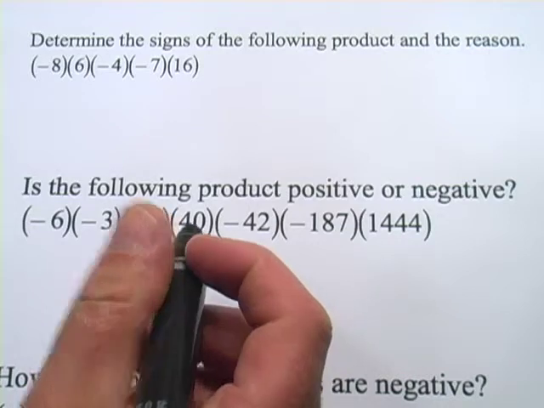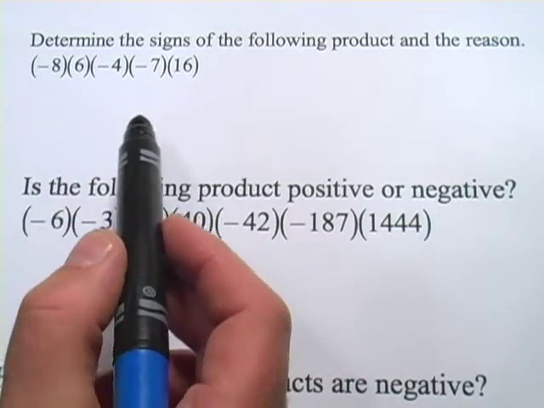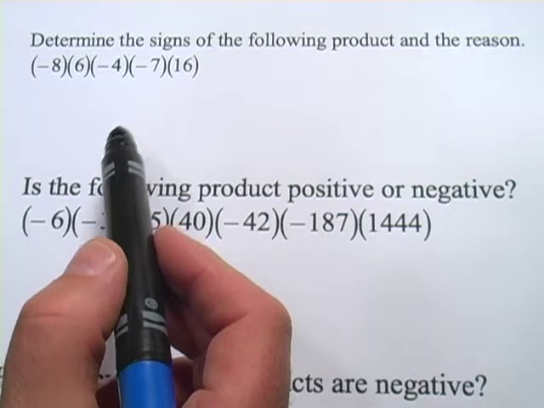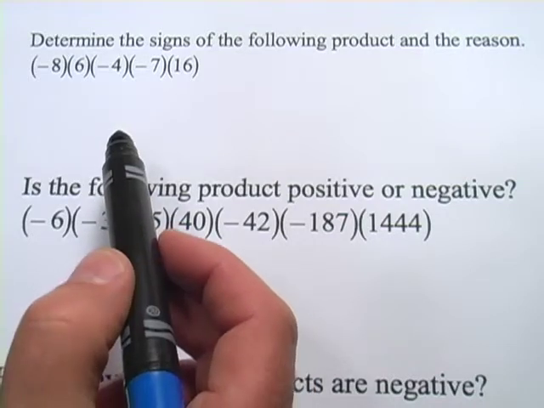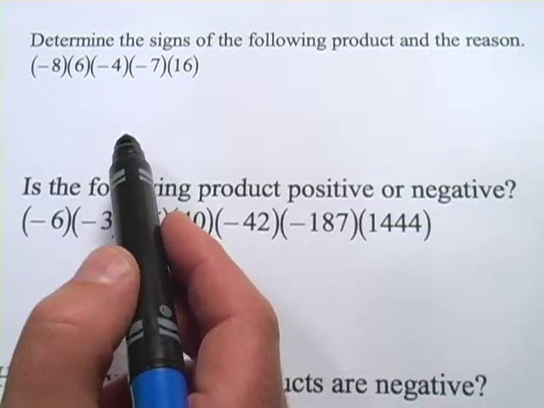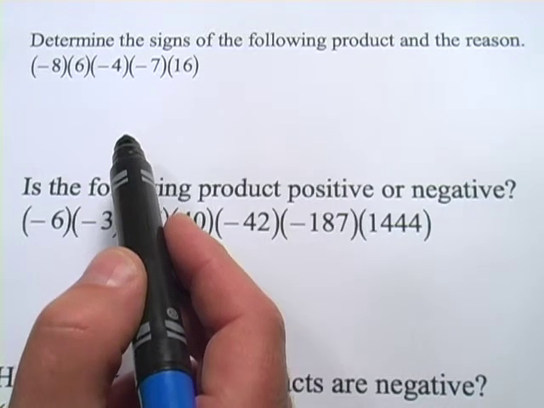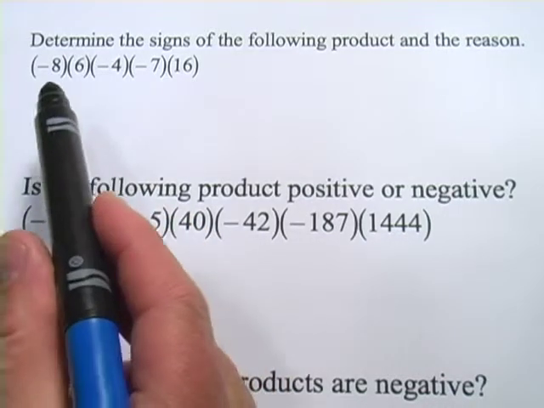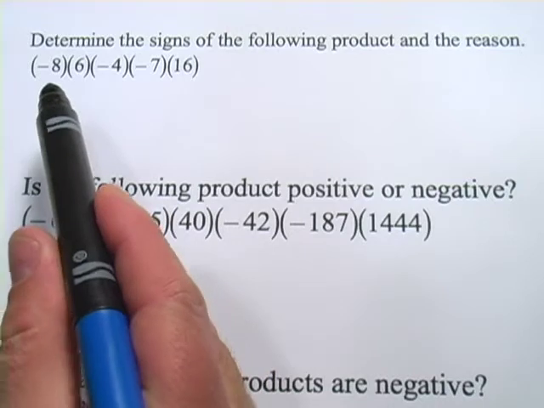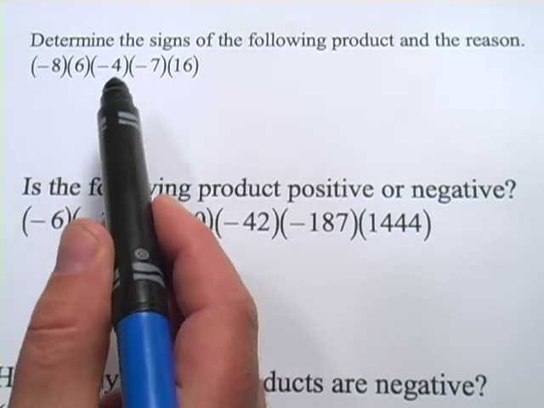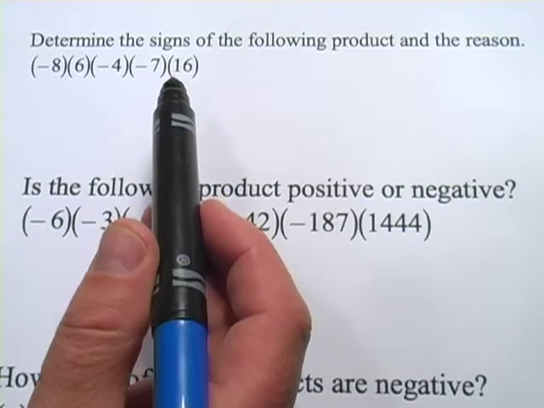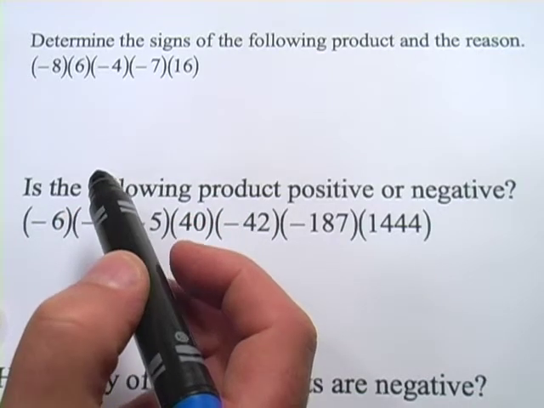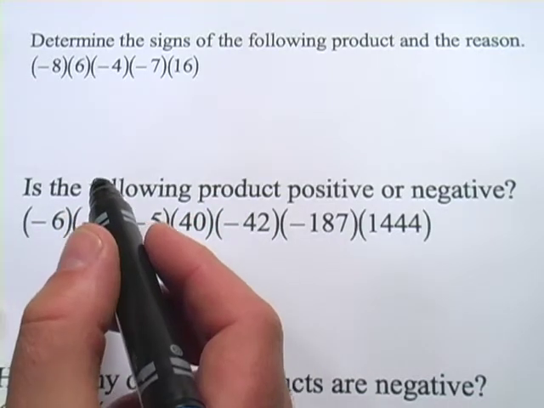In these problems, we're multiplying whole strings of numbers together, and they're not actually asking us what the answer is. They're asking us if the answer is going to be positive or negative. And there's a really easy way to do this. I mean, of course, you could go ahead and punch this out on your calculator, type in a -8 times 6 times a -4 times a -7 times 16. But a simple rule will tell you what the answer is.